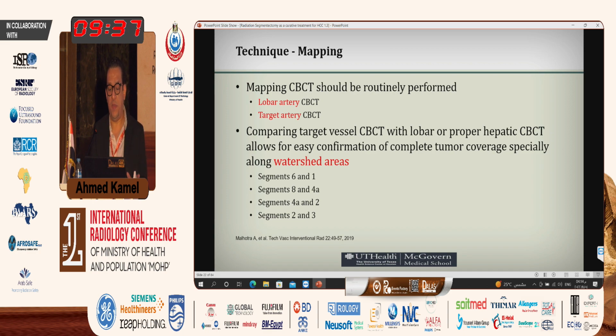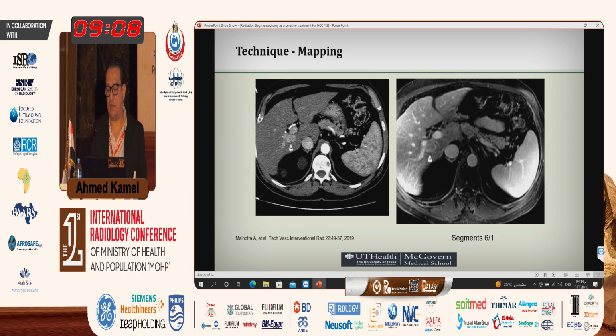We usually do cone beam CT at a lobar level to be able to see where the artery is, and then we do it at a target level, very selective within the segmental vessels. We always look for watershed areas, because once you go very selective, that tumor might be getting supply from 2 arteries, and you can miss one of them. So instead of giving an advantage to the patient by giving him complete pathologic necrosis, you actually left part of the tumor, and that's why we have to do cone beam CT.